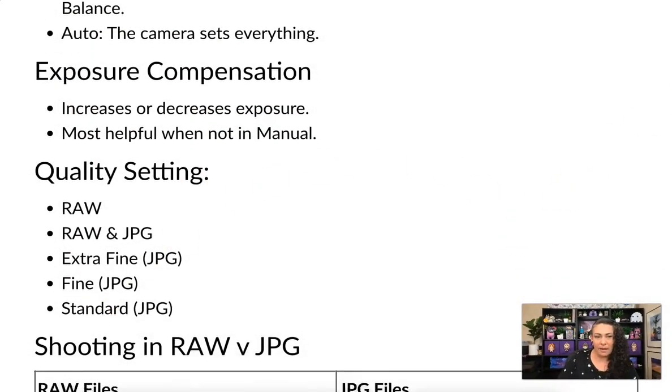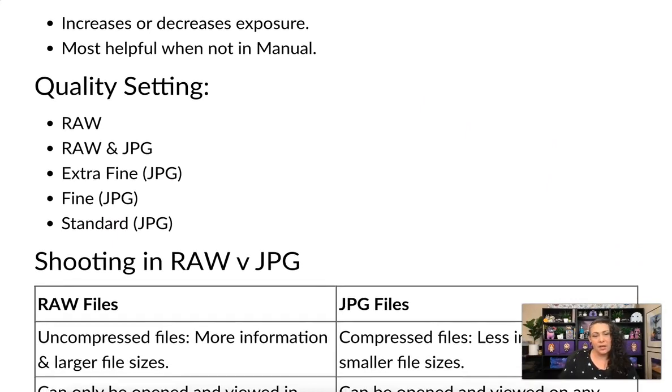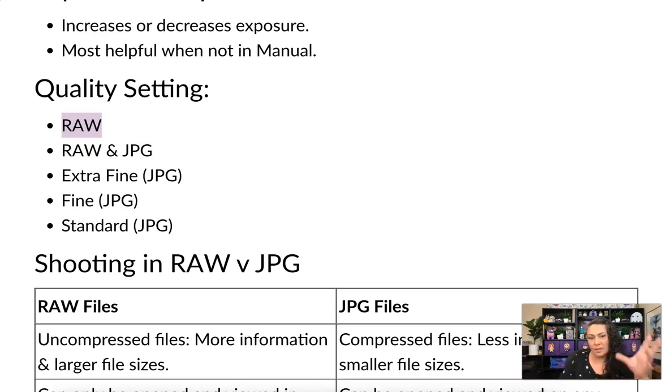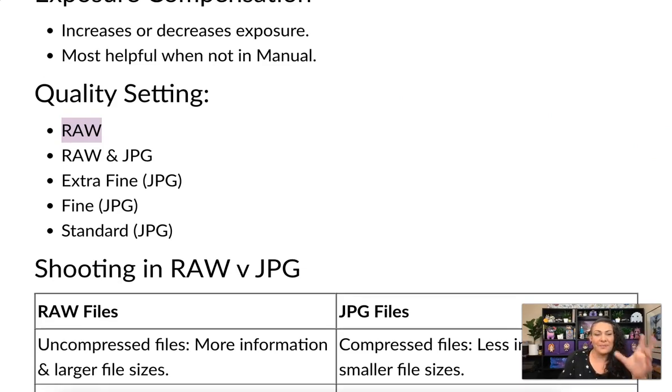Let's talk about quality settings. On your cameras, there's usually somewhere in the menu where you can set the quality setting. And if you notice here, these three are all JPEG, and we do have some other settings. We have RAW and JPEG, and then we have RAW. So before I get into why one of these is going to be better than the other, let's talk about the difference between RAW and JPEG first.